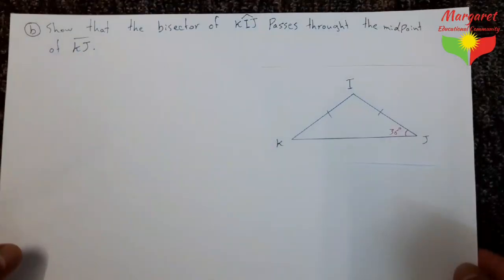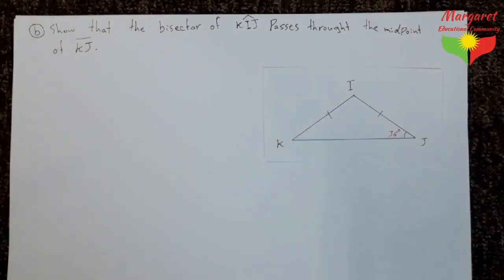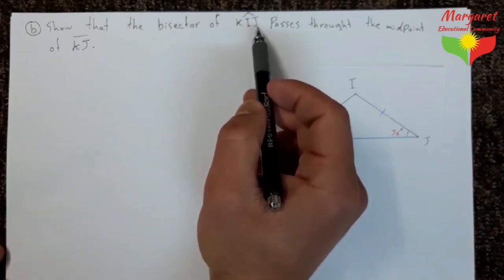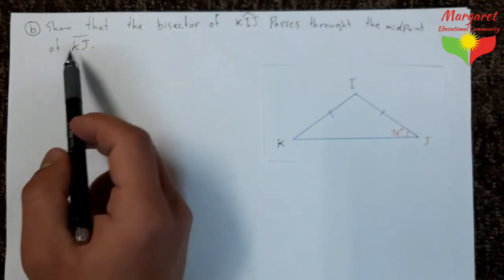Example 1, part B says, show that the bisector of angle KIJ passes through the midpoint of KJ.